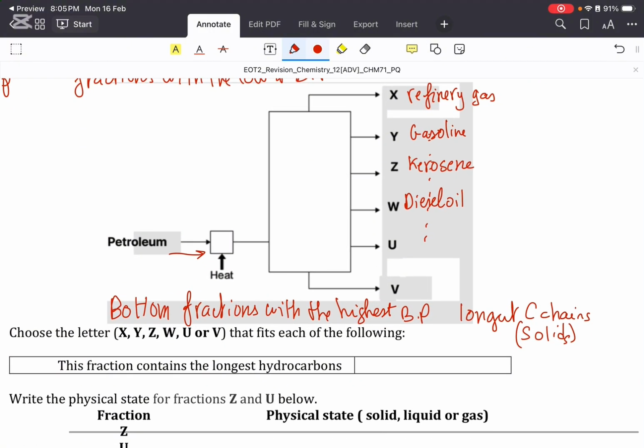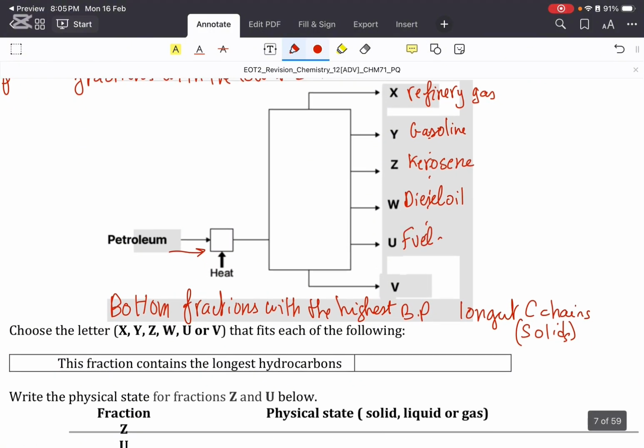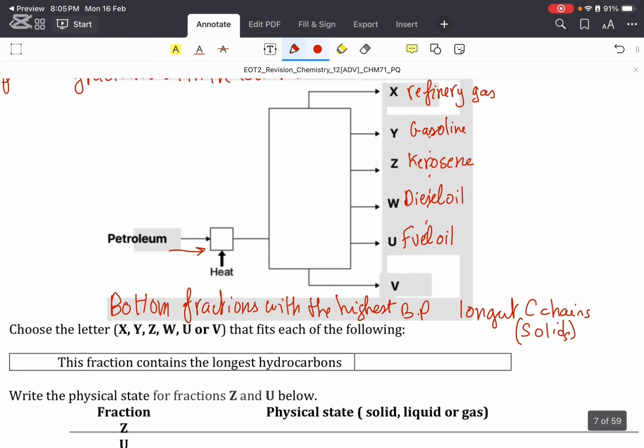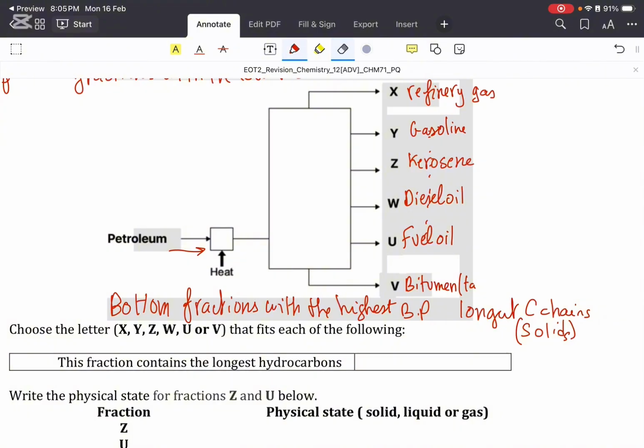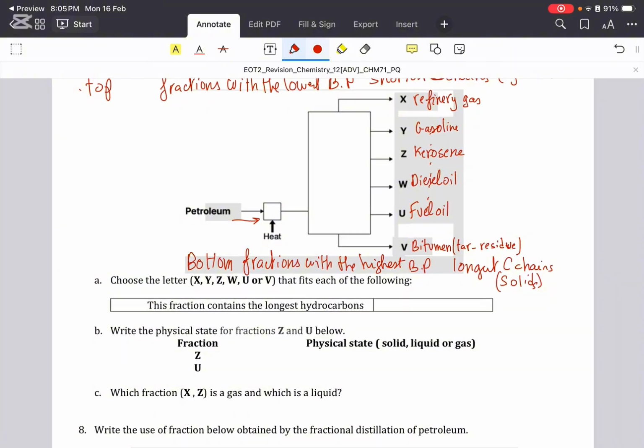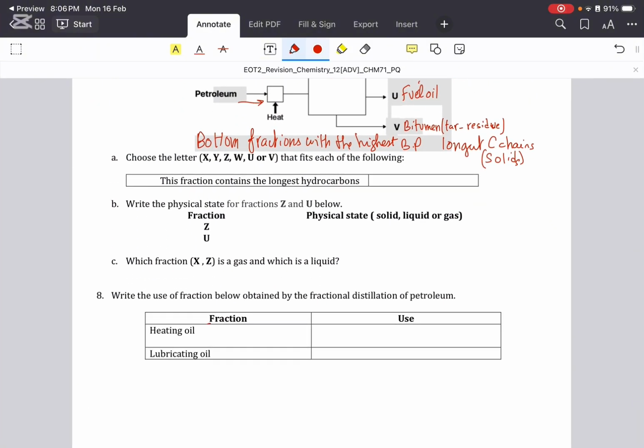Now, before the last, this fraction is called fuel oil, and this is the fuel used for ships and industrial heating. And last one, the name of this fraction is bitumen, also known as tar, also known as residue. So tar or residue. Okay, and this fraction is used for road surfacing and covering flat roofs of buildings. So you need to differentiate between the name of the fraction and the use.